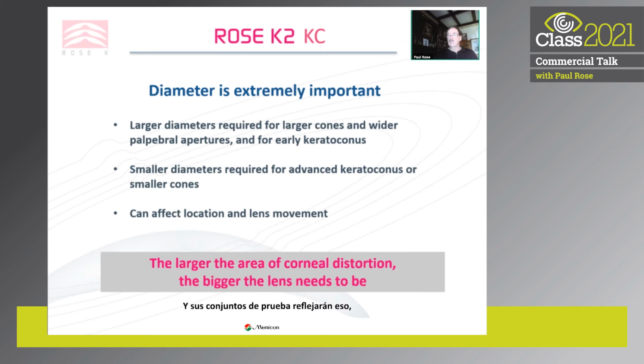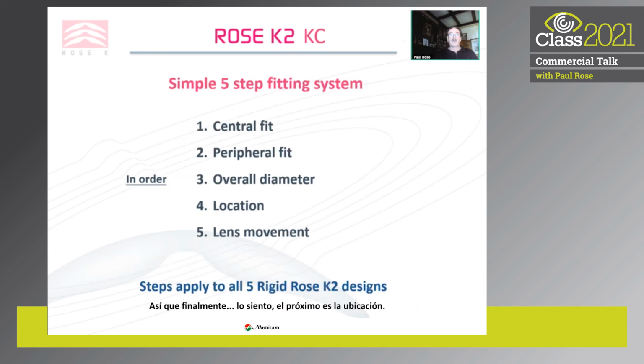And your trial sets will reflect that. You'll notice that I have made steeper base curves in the trial set in smaller diameters and flatter base curves in larger diameters. That's in the keratoconus trial set. And the larger the area of the corneal distortion, the bigger the lens needs to be. So next is location.